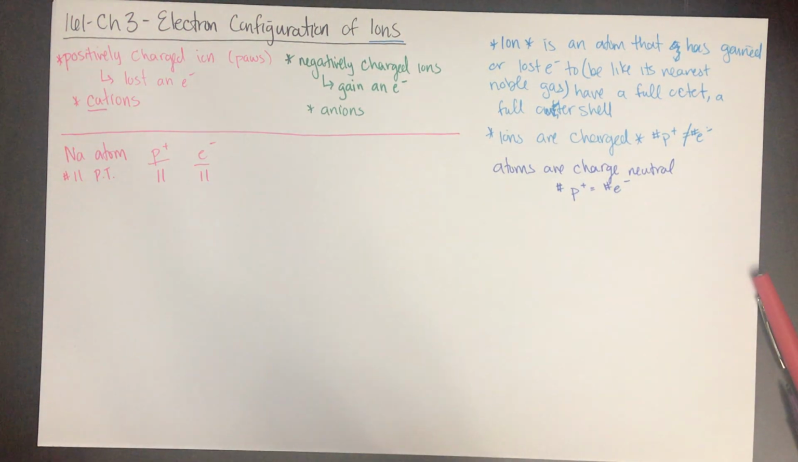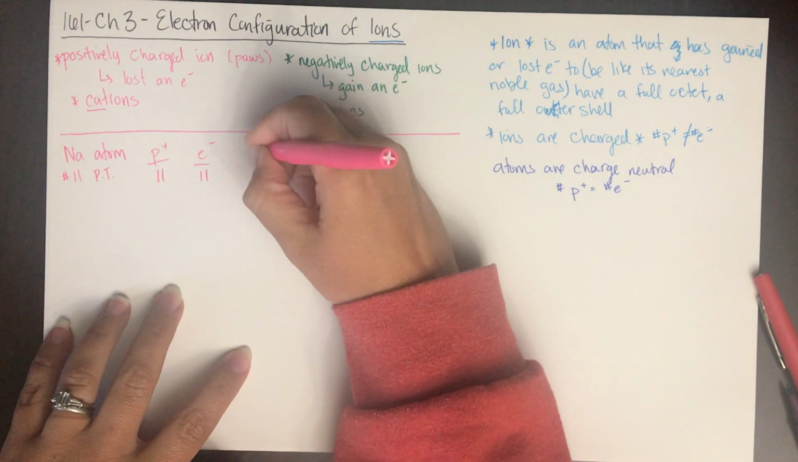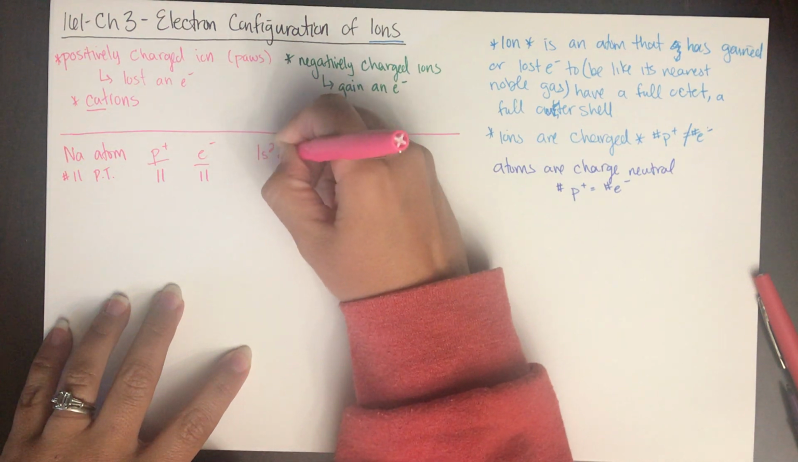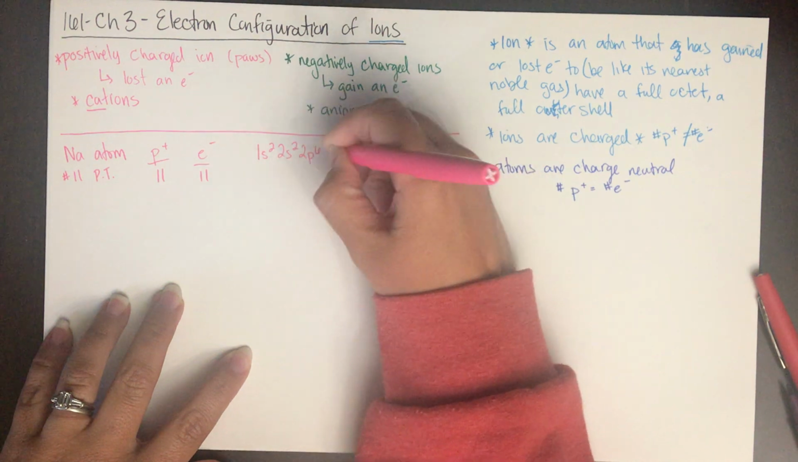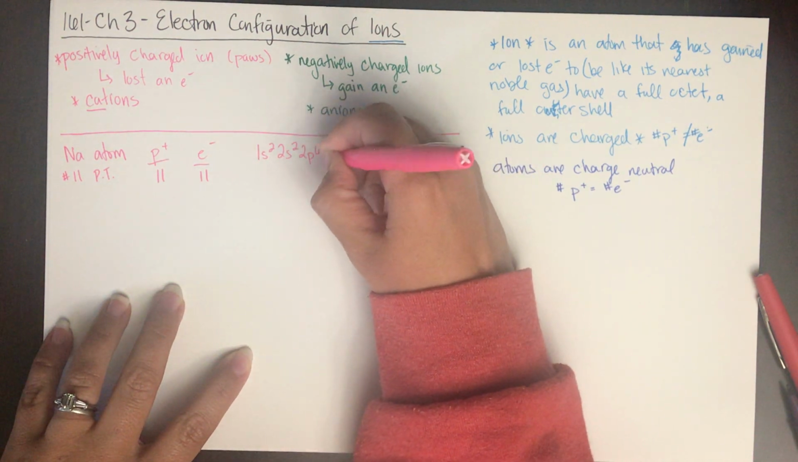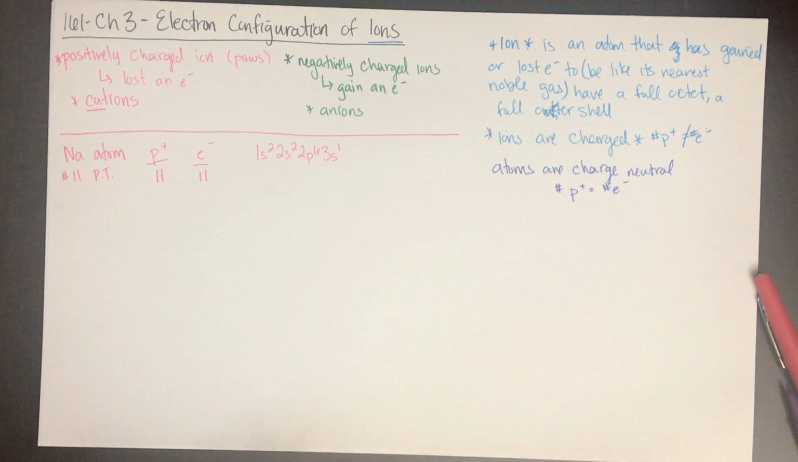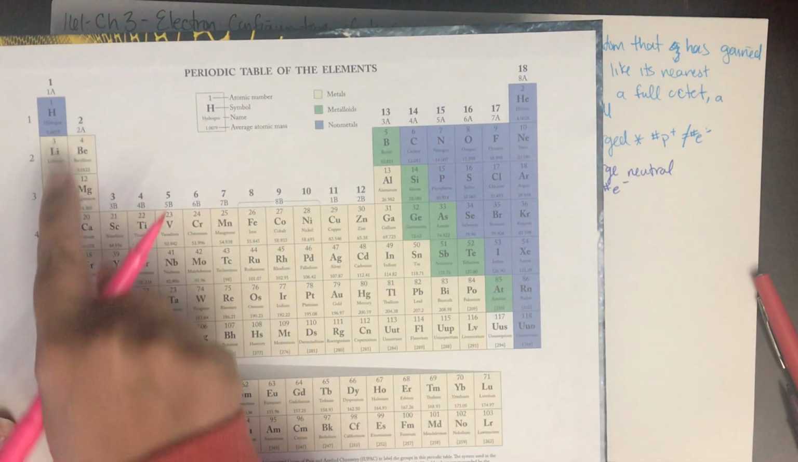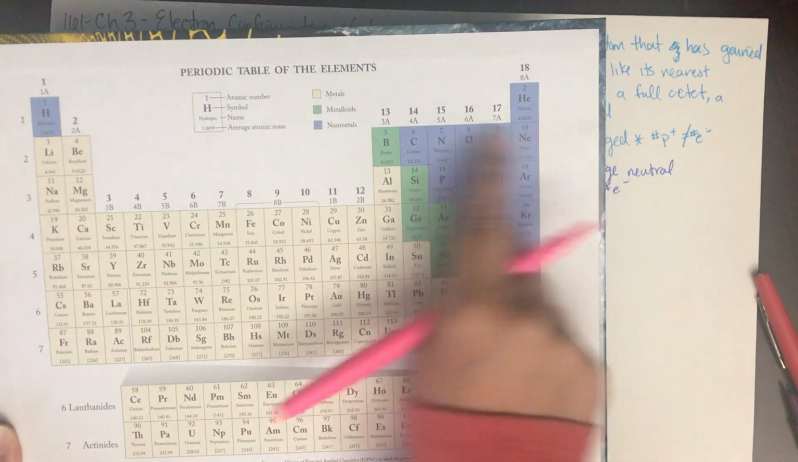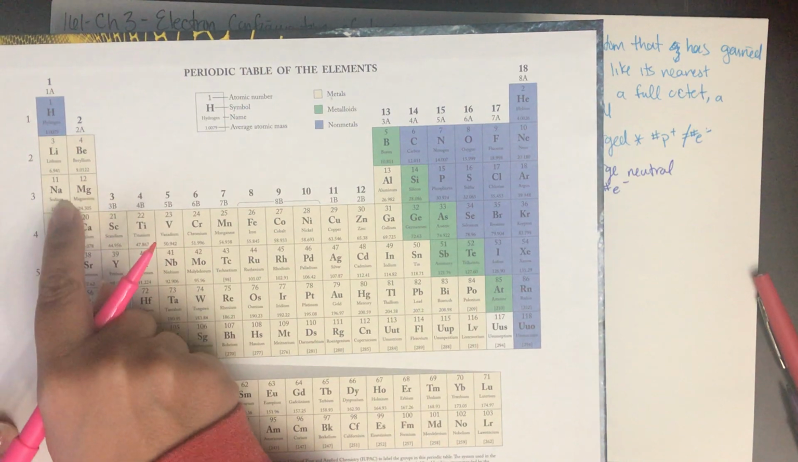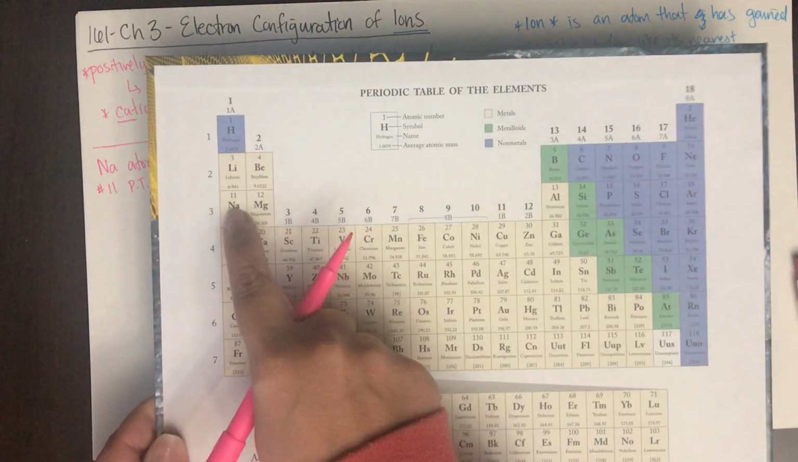Let's also just write the electron configuration real quick for sodium. It's number 11, and I see it's going to go to the 3s block. So I'm going to write 1s2, 2s2, 2p6, 3s1. That is the electron configuration for the sodium atom. 1s2, 2s2, 2p6, 3s1. Here it is, sodium.